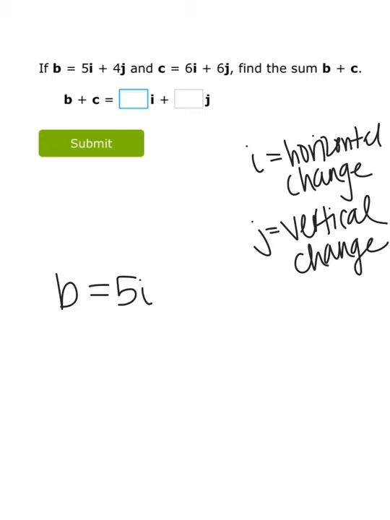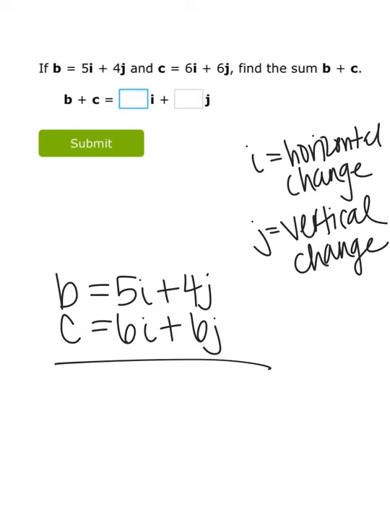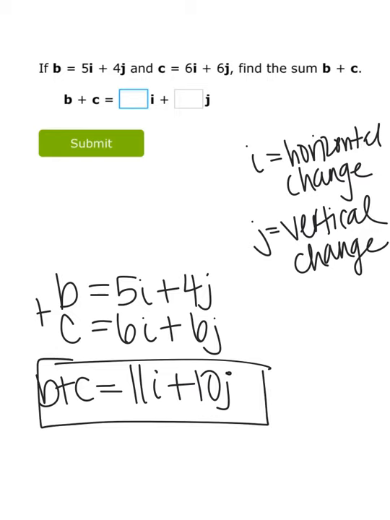has a horizontal change of 5 and a vertical change of 4. Vector C has a horizontal change of 6 and a vertical change of 6. And then I just want to add them together to get the sum. So the results, if I add these together, for the horizontal change, 5i plus 6i would be 11i. And then 4j plus 6j would give me 10j. So my answer for the sum would be 11i plus 10j.